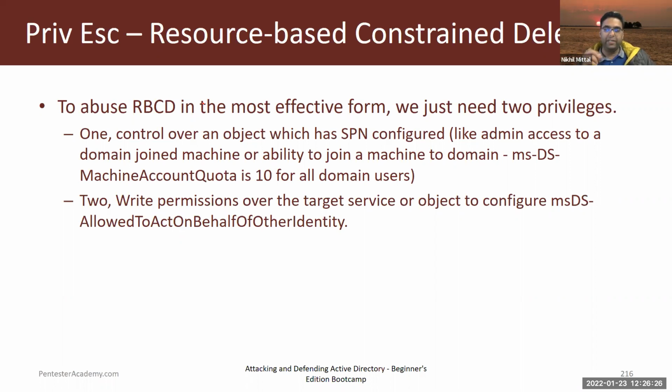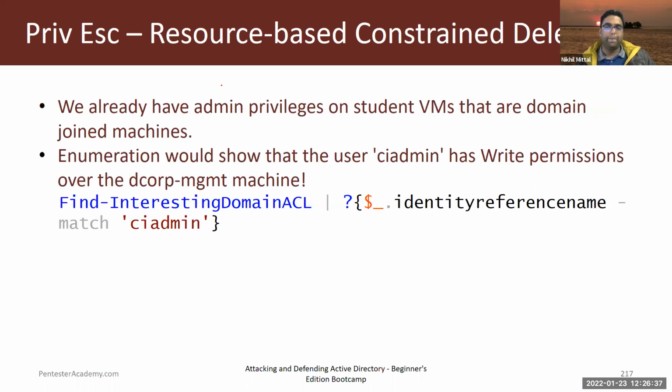So in our lab, we already have administrative access to the student VM. So we meet this prerequisite already. Let's check for the second one. If you run some enumeration, we will get that. I'm not going to run this because that takes some time. But if you run this, for example, or if you look at the BloodHound output, you will find out that CI admin has write permissions on dcorp-mgmt.